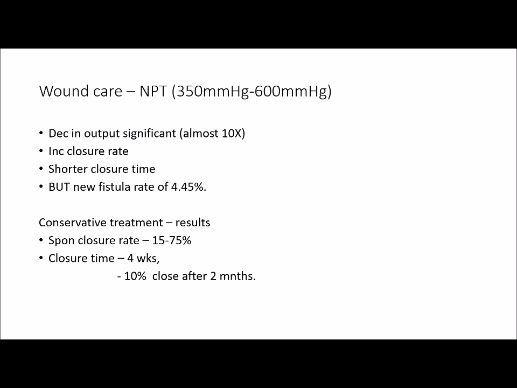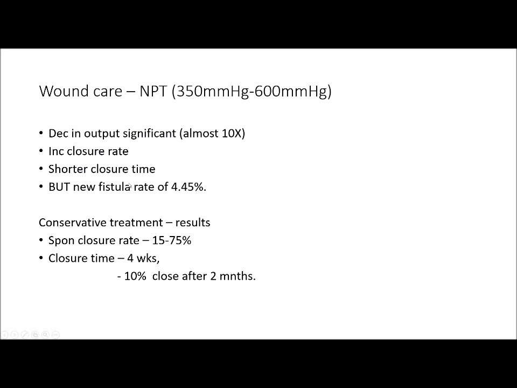Now, does it help? Yes, it decreases the output almost 10 times. It increases the closure rate. It shortens the closure time. These were the endpoints we wanted: the amount, the rate, and the time. The three important things, right? But one thing is important: they also lead to new fistula formation to the tune of 4 to 4.5%. So this is basically the conservative treatment.